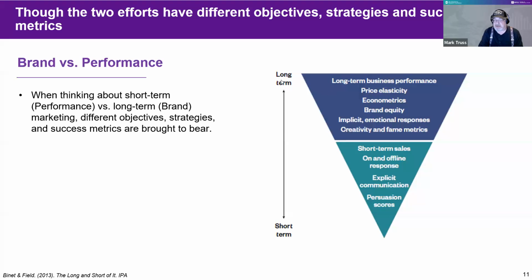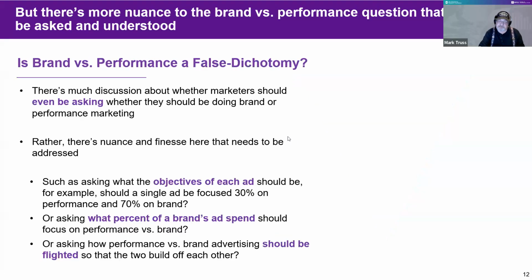Brand marketing, again, at the top of the funnel, is more about long-term business performance, price elasticity, meaning I can charge more for my product. Econometrics, how do I measure the success of this, and building brand equity? And the response to this is often implicit, emotional, subconscious, difficult to measure. And we use creativity and how famous the brand is to measure its success.